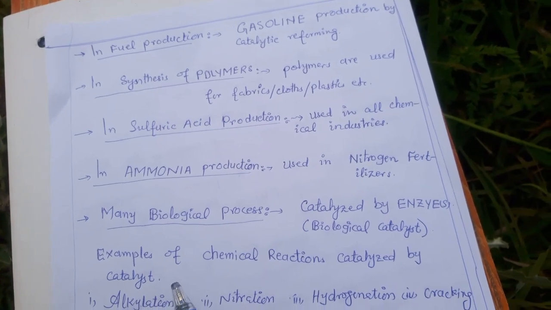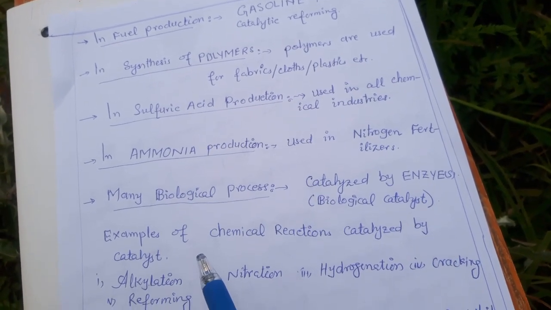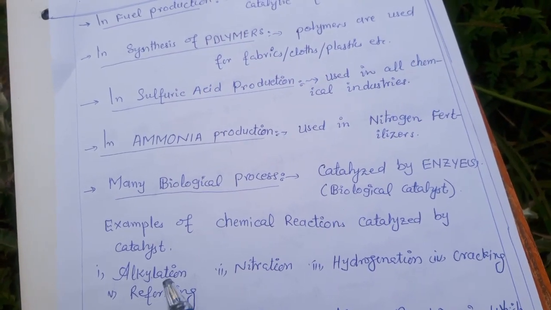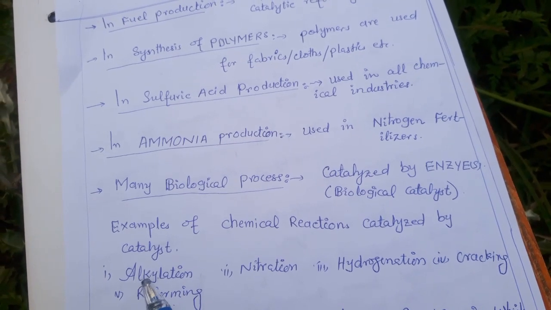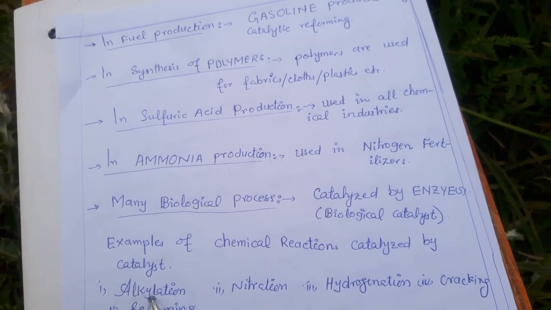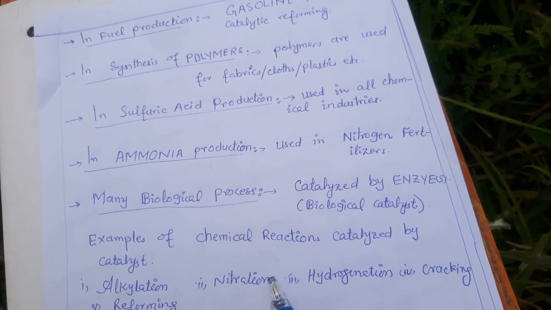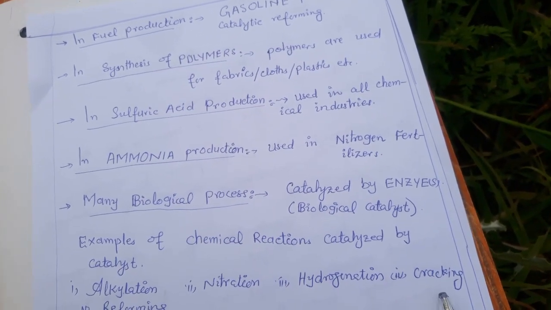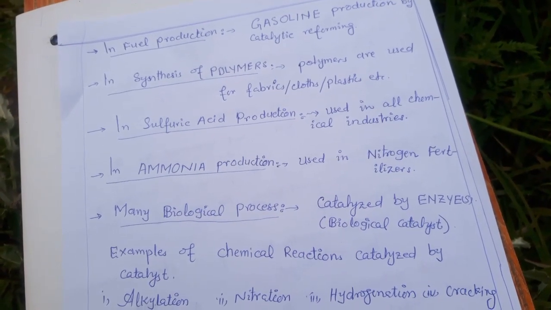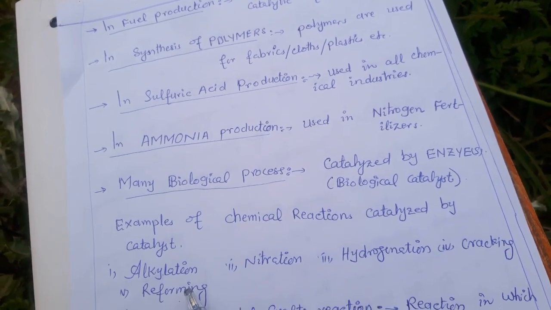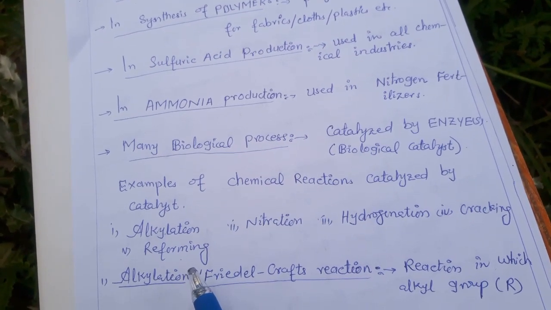Examples of chemical reactions that are catalyzed by a catalyst. Here I just made this list. The first one is alkylation, then nitration, hydrogenation, cracking, and reforming. We are going to go into the detail of each one.